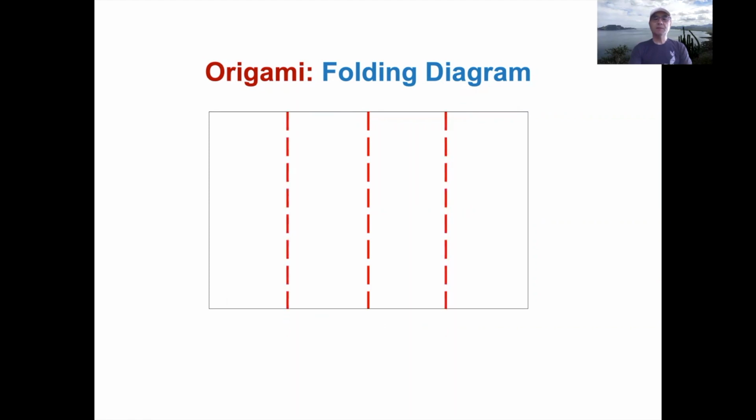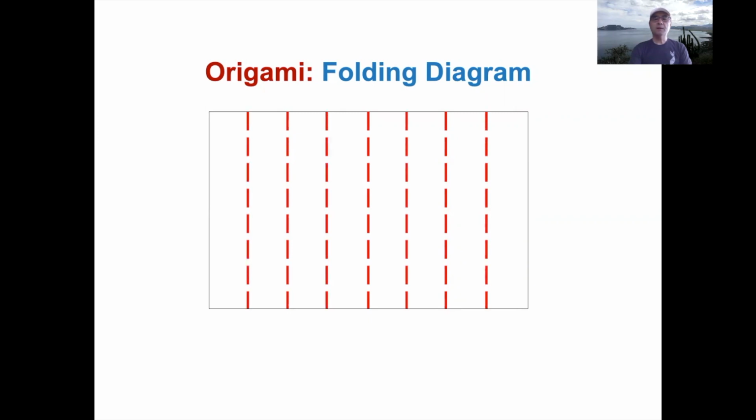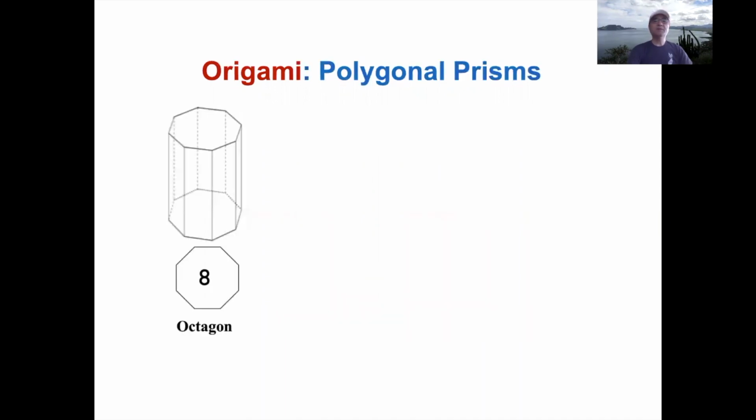Second and third fold are valley folds on the quarter line. Rest of them are valley folds on the 1/8 line. All the folds have equal spacing. Could you fold it? Pause the video. Try it. This folded paper can be used to create an octagon, which has 8 equal sides.